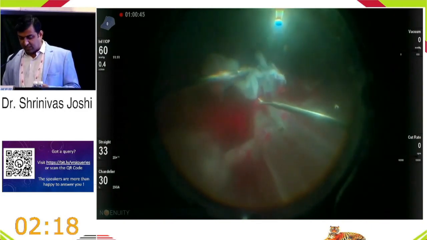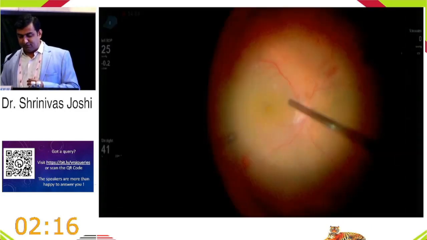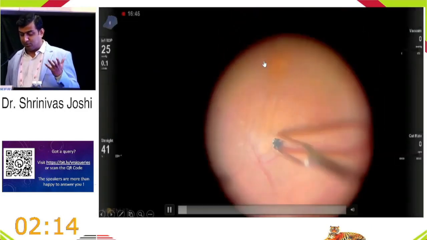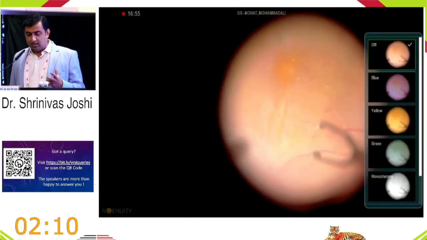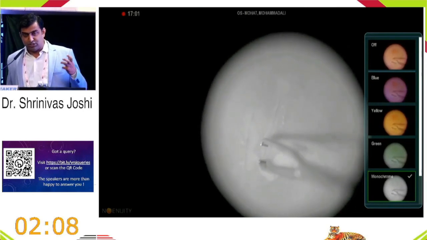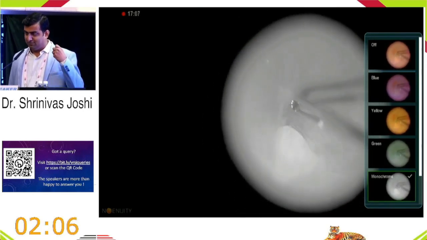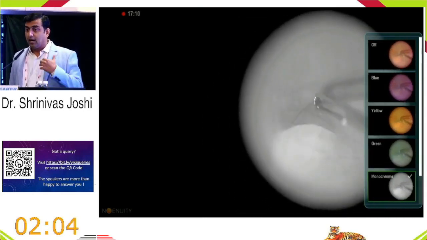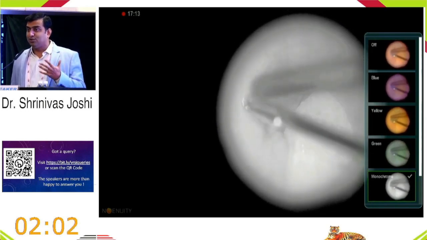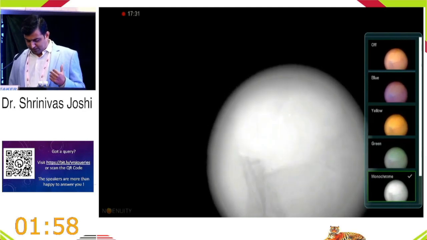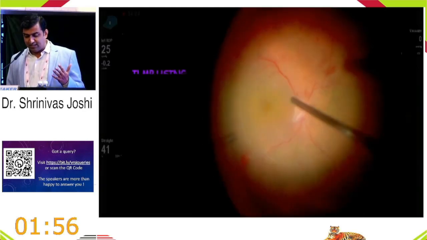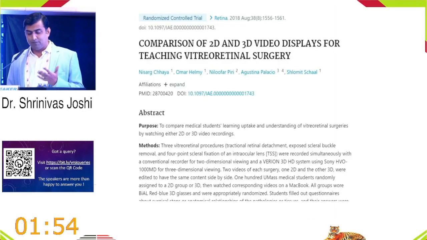So these are the various color channels you can use, and definitely you can see here doing an ILM peeling. Sometimes if you use less dye, which is very important for phototoxicity, using a monochrome, you can appreciate the edge effect very well even with less dye. You don't have to do multiple pinch and peel, causing more traumatic damage to the retina. It's easily visualized, and most of the papers have already proved it. I don't have to tell more about it.